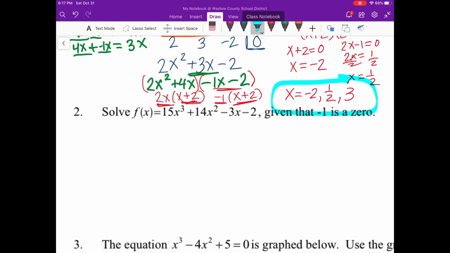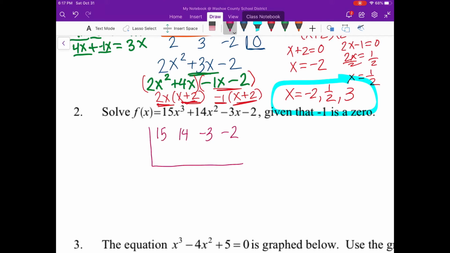Going to the next example here. Again, I have a trinomial, x to the 3rd to start off. So I'm going to write down my coefficients. I have 15, 14, negative 3, negative 2. No need for a placeholder this time.